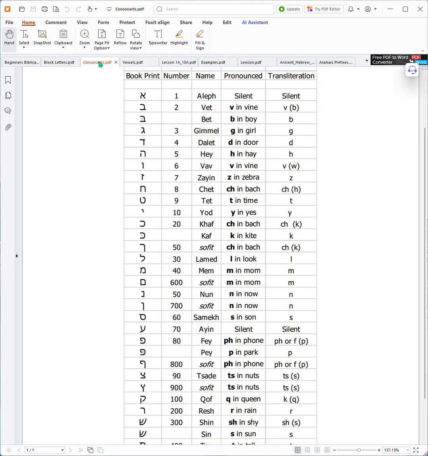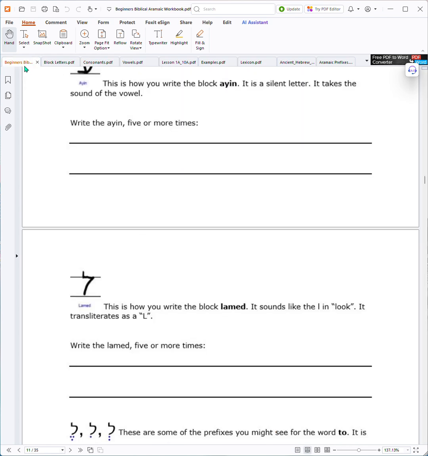And when we look at our consonants, the lamed is number 30. And it transliterates as an L. So a lot of these transliterate just like what you think. So a bet would be a B. And I think we covered the dalet would be a D. The hay would be an H. The vav would be a V. The zayin, a Z. The chet, the ch. See? So a lot of them transliterate the same.